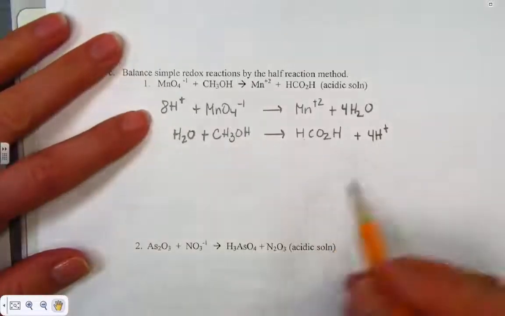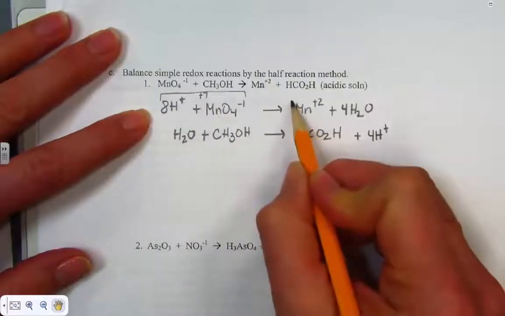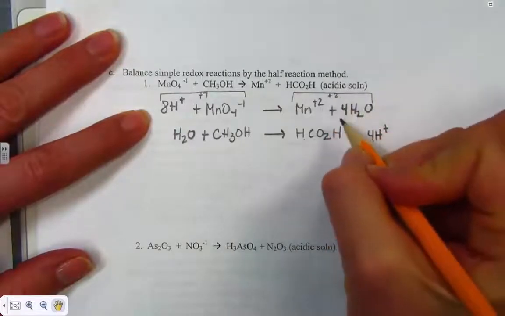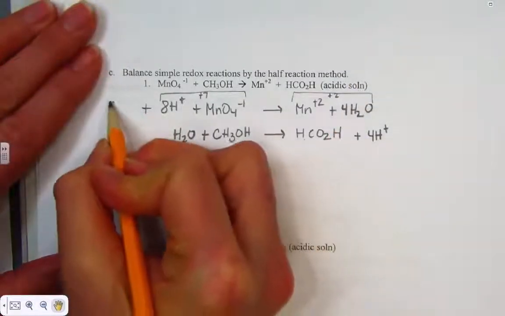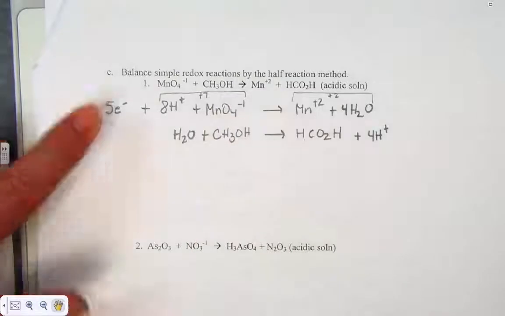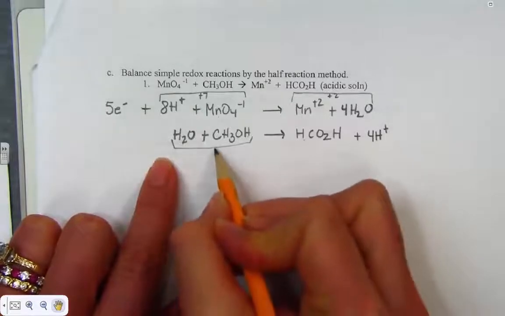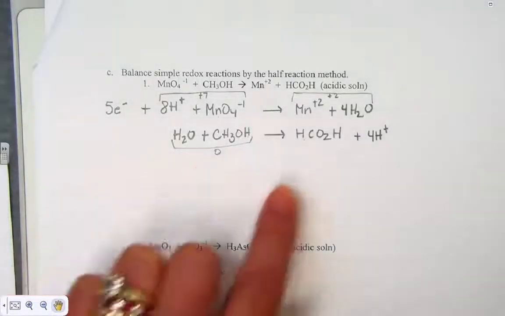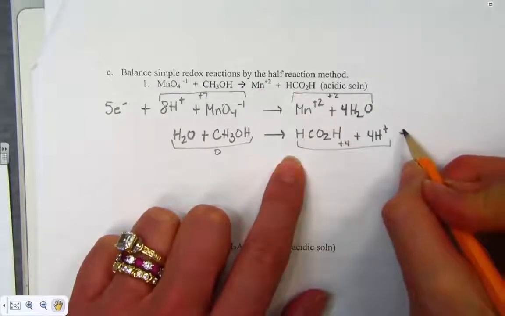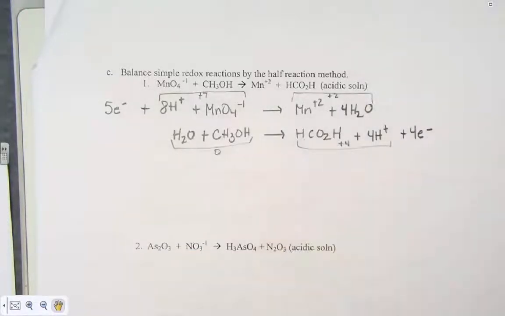Now let's balance by charge. In the first half reaction, the net charge is plus 7. In the second half of the first reaction, the net charge is a plus 2. To the more positive side, I will add 5 electrons. Adding 5 negative charges brings both sides down to a positive 2. The second half reaction, 0 is the net charge on the left side, and over on the right side we have a plus 4. To the more positive side, we'll add 4 negative electrons, bringing it down to 0 to match the left.